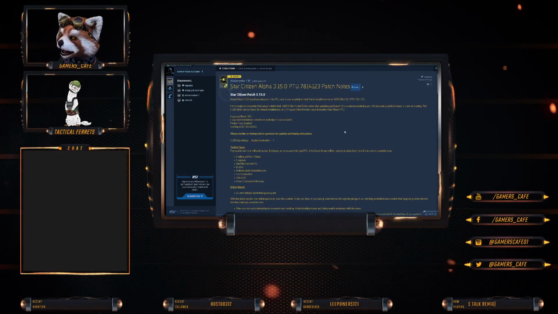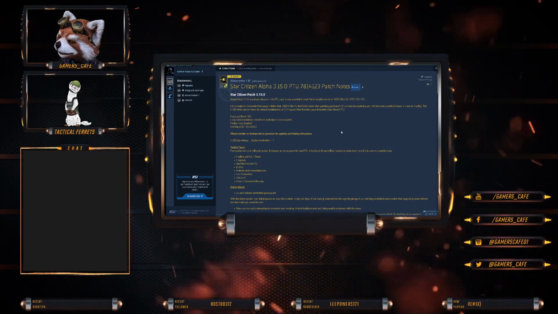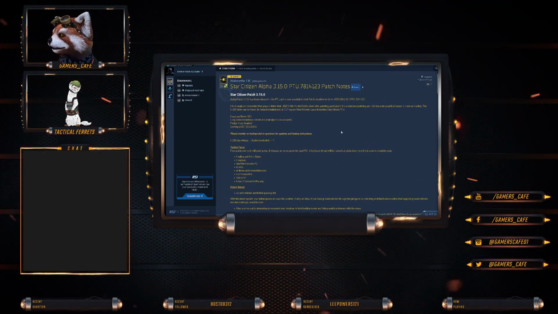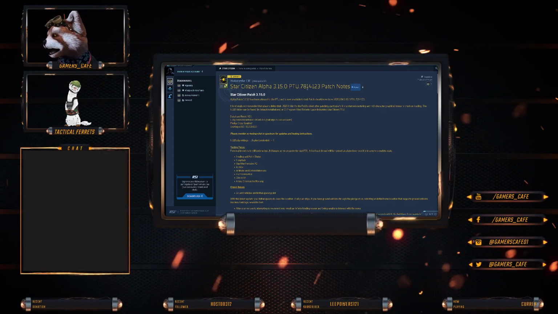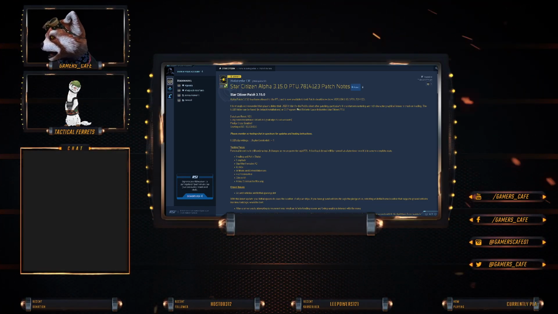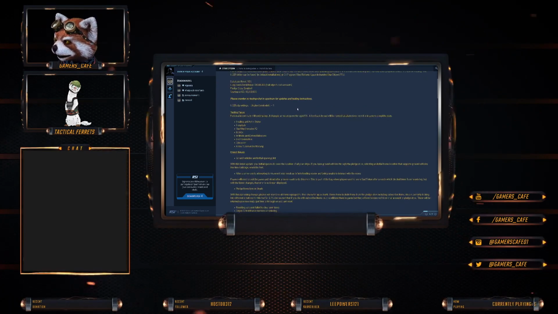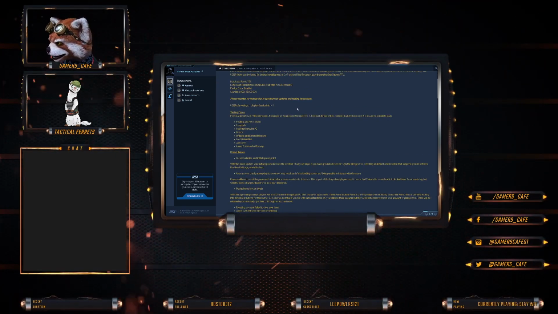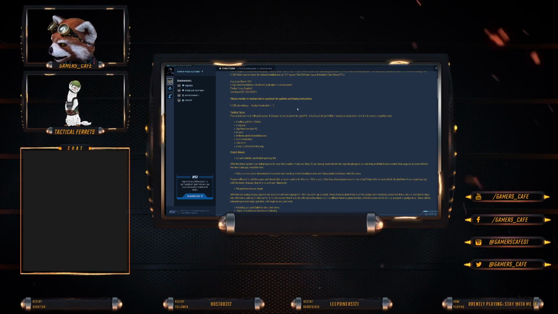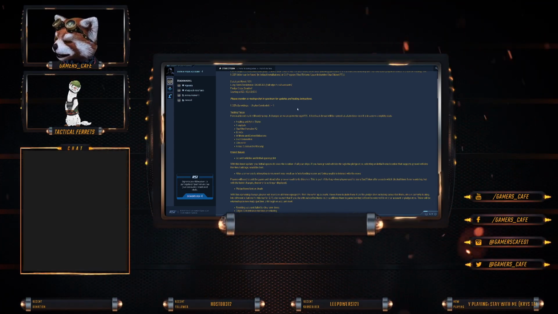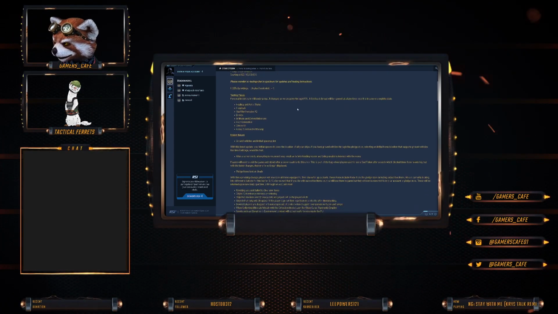So, CitizenCon Alpha, Star Citizen 3.15.0, patch 7814123. Obviously, database reset, yes. Long-term persistence is disabled. Full wipe on all accounts. Pledge copy is enabled. Starting money is 15 million.